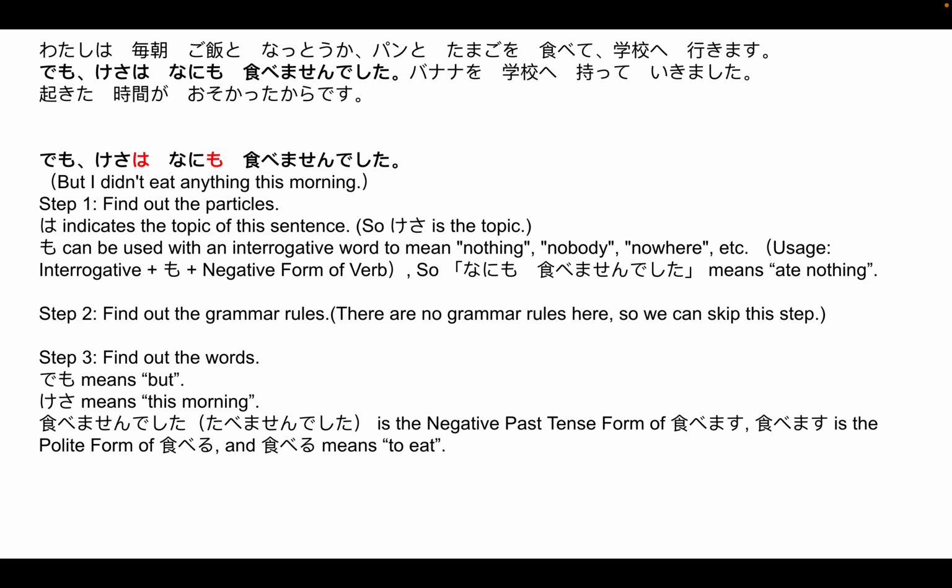でも、今朝は何も食べませんでした。Wa indicates the topic of this sentence, so 今朝 is the topic. も can be used with an interrogative word to mean nothing, nobody, nowhere, etc. So 何も食べませんでした means ate nothing. And でも means but. 今朝 means this morning. 食べませんでした is a negative past tense form of 食べます and 食べます is the polite form of 食べる and 食べる means to eat. So でも今朝は何も食べませんでした means, But I didn't eat anything this morning.